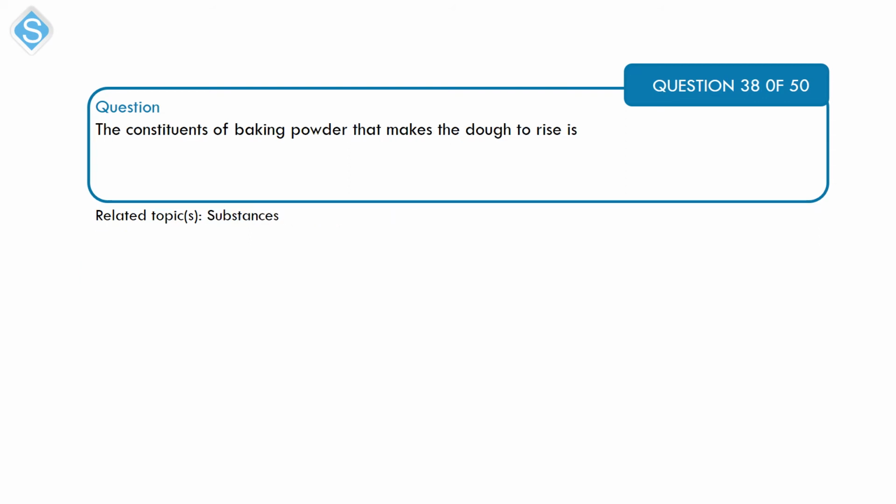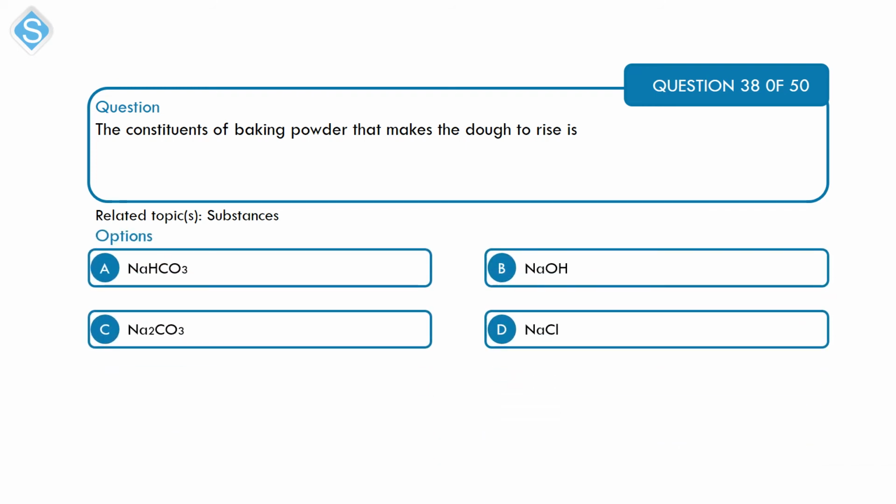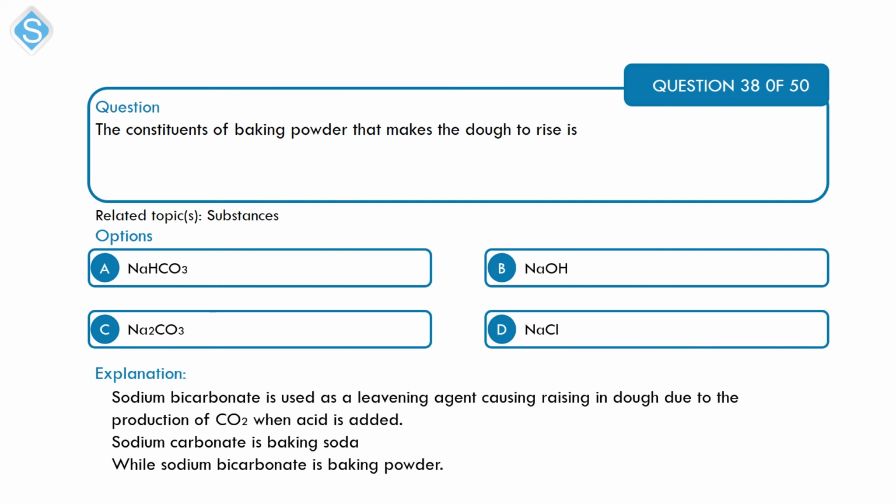Next is on substances. The constituent of baking powder that makes the dough rise is A, sodium bicarbonate, B, sodium hydroxide, C, sodium carbonate, and D, sodium chloride. Alright, the baking powder is sodium bicarbonate, that is sodium hydrogen trioxocarbonate(IV). It is used as a leavening agent. It causes rising in dough, and that is due to the production of carbon dioxide, which as a gas causes the dough to rise. Option A is the correct option, sodium bicarbonate. Your baking soda is sodium carbonate.